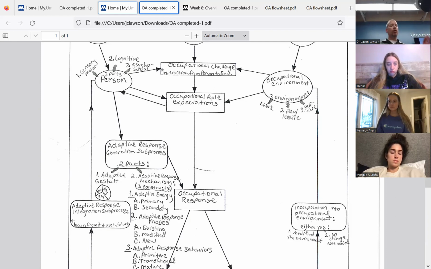Okay, so there's 2 parts of their response generation subprocess. There's the adaptive gestalt.